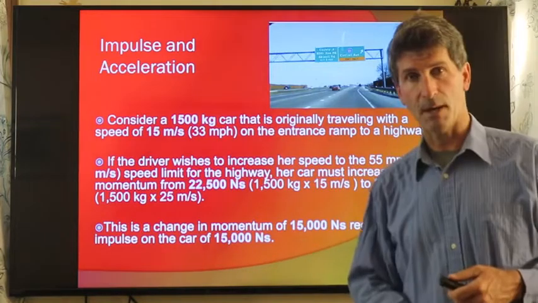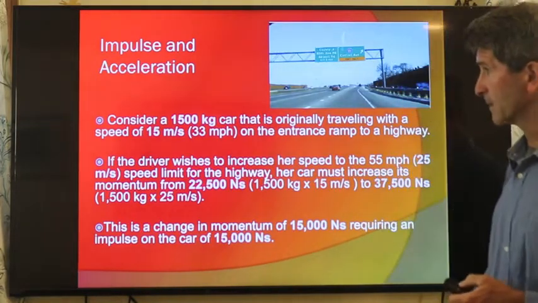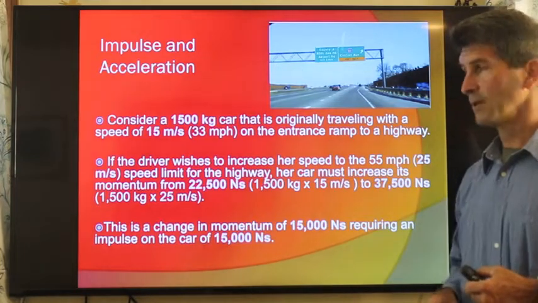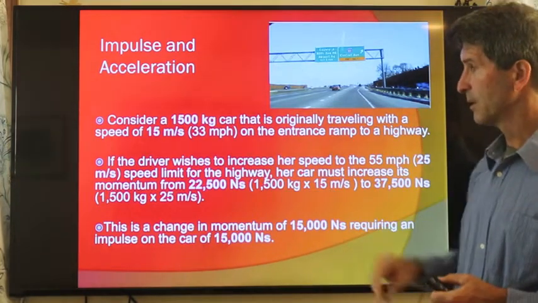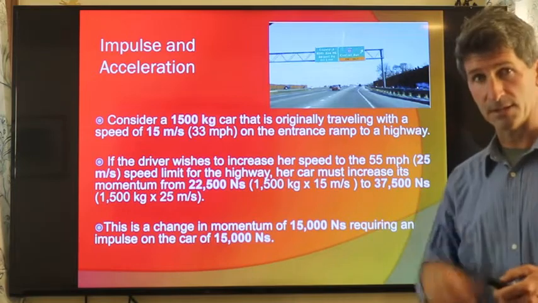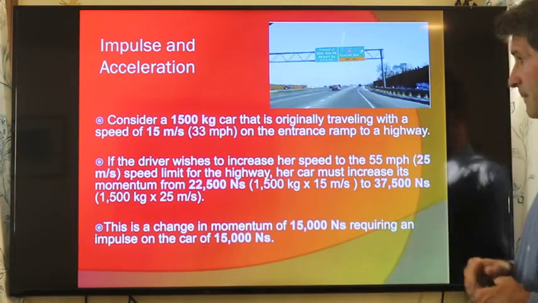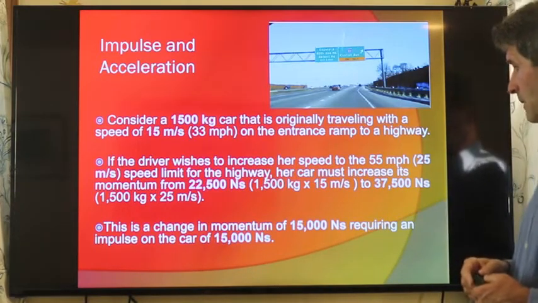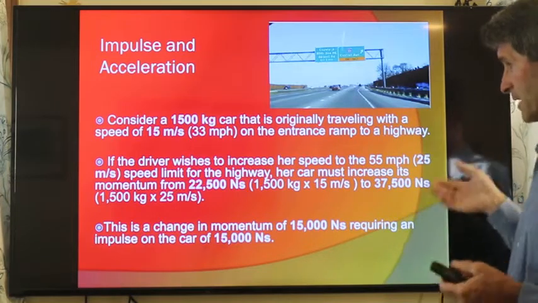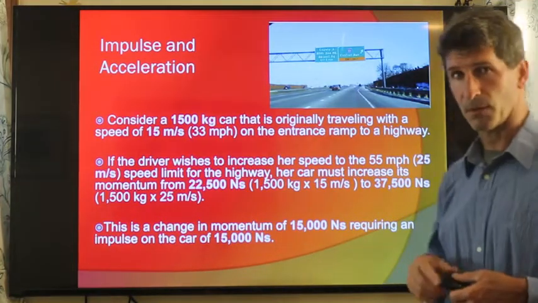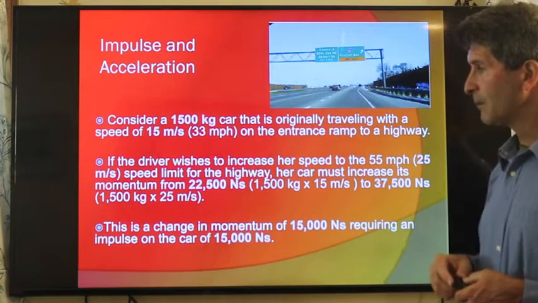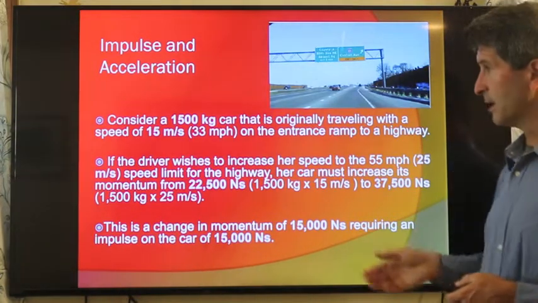A car has a mass of 1,500 kilograms. It's traveling 15 meters per second. We want to reach a speed of 25 meters per second to enter the highway. It's roughly 25 meters per second, about 55 to 60 miles per hour. How much impulse do we need to achieve this?